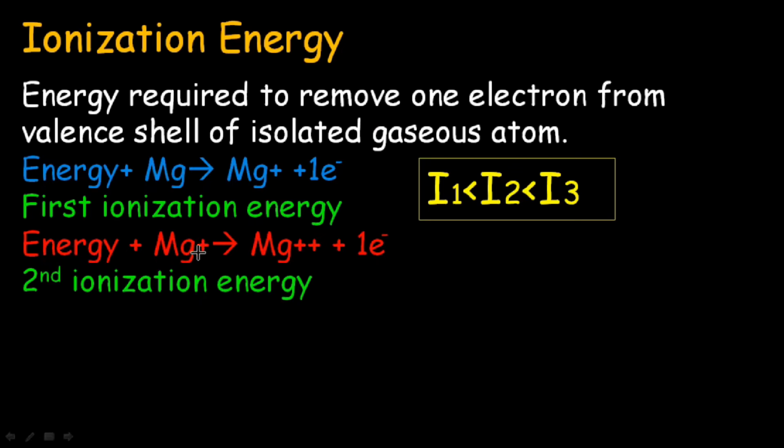When magnesium is in the form of Mg positive, it has lost one electron from its valence shell. The hold of nucleus on the outermost shell increases as the positive charge dominates. To remove the electron from already positively charged species is difficult. Therefore, the second ionization energy is higher than first one. The same is the case with third ionization energy.